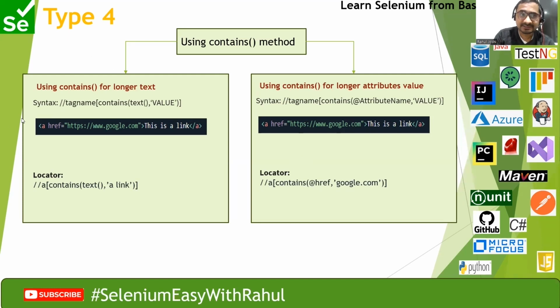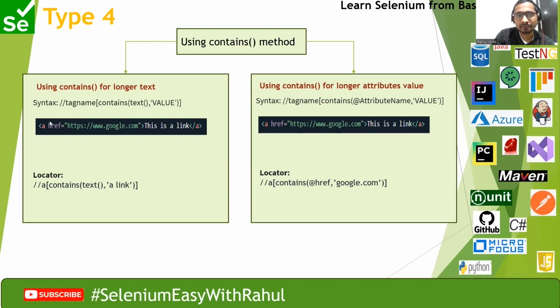So here the syntax is double slash, then we write the tag name, and in the square brackets we write contains, and again in the circular bracket we write the text function, comma, its value. Make sure that you have closed both the brackets, because this is a very common mistake that people usually make. So let's take an example.